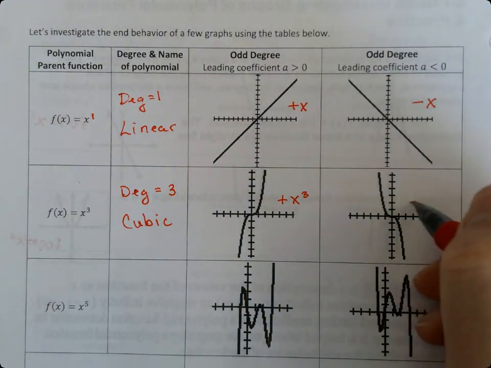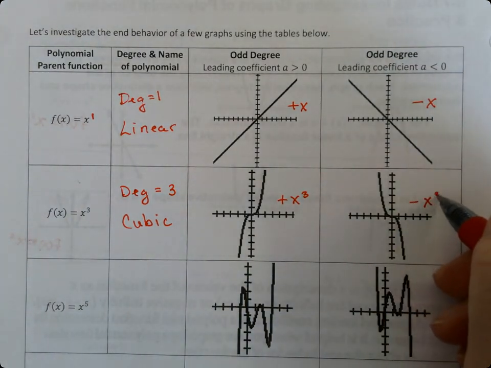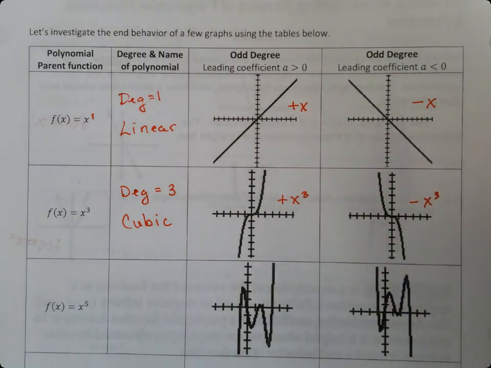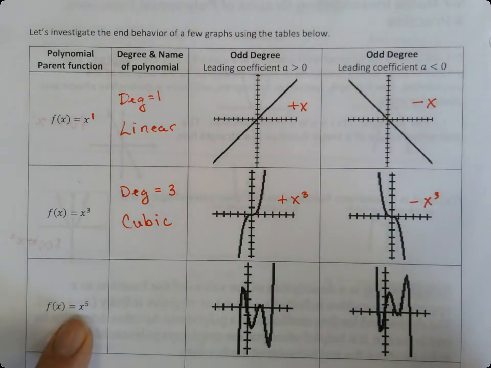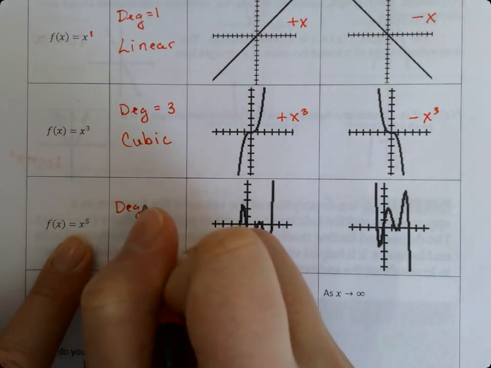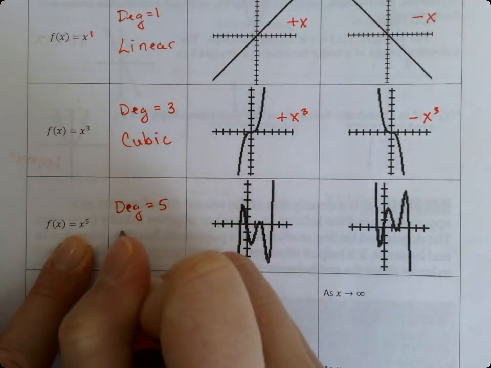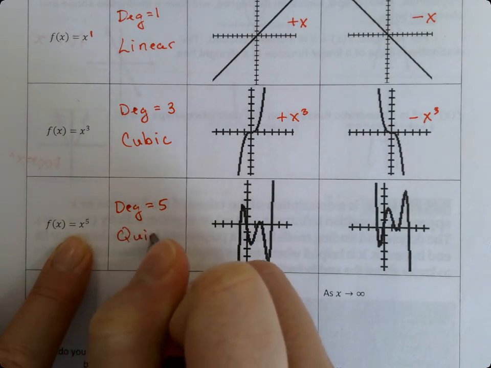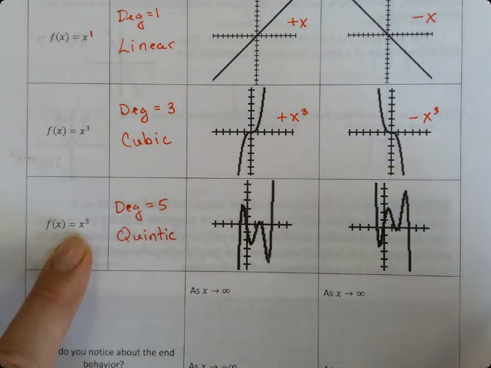And if you have a negative in front of the x to the third, a negative coefficient, it's going to reverse and it's going to go downward, much like this did. Okay? All right, if we have a degree of 5, so this is a degree of 5. These, again, are the parent functions, the most basic. We call this quintic. This is a quintic polynomial.